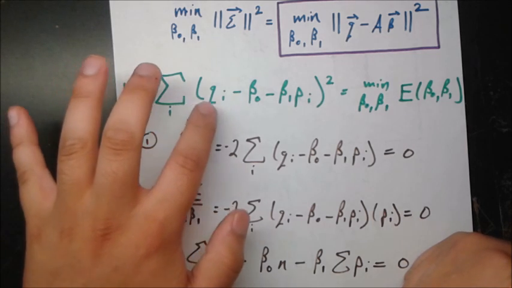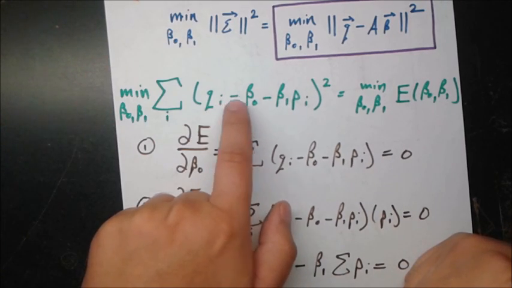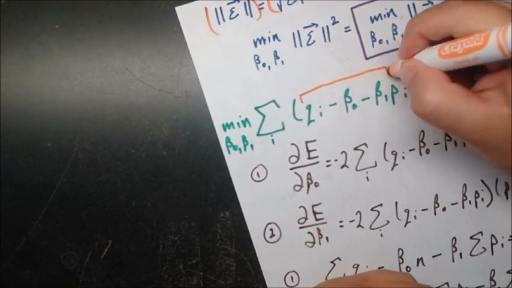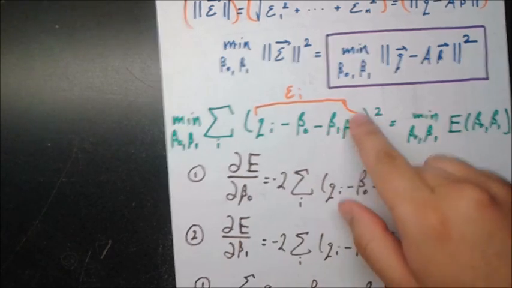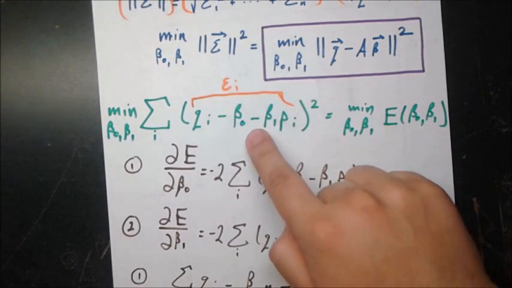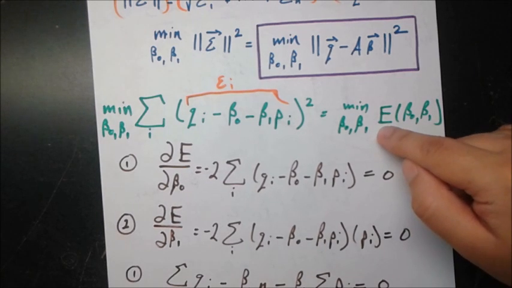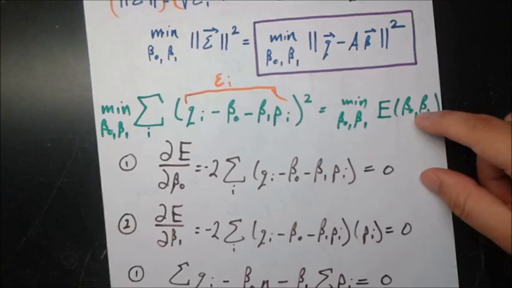So we're minimizing the sum of the square errors. For example, this is the actual point, this is the prediction function, so this right here is equivalent to epsilon sub i. So we're minimizing the sum of the epsilon sub i squared, which is what we see up here, right? This is exactly what we're trying to do. We're going to give this function a name. We're going to call it E for error function, and the only inputs are beta naught and beta 1, which we're still trying to find, right?